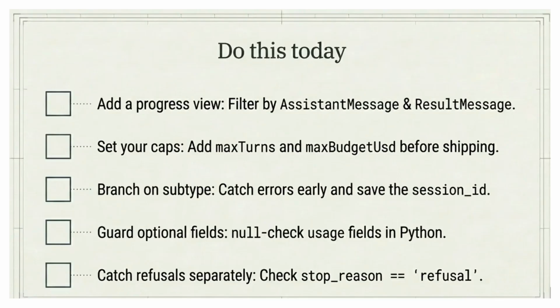Before reading result, check subtype. Handle error max turns and error max budget USD explicitly, and capture session ID so you can resume a run that stopped short. Guard the optional fields.